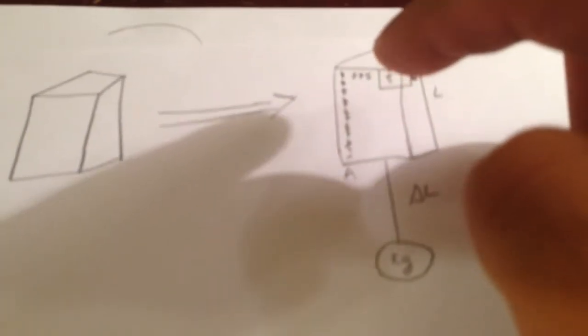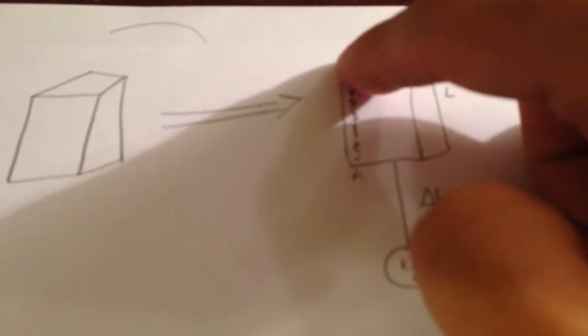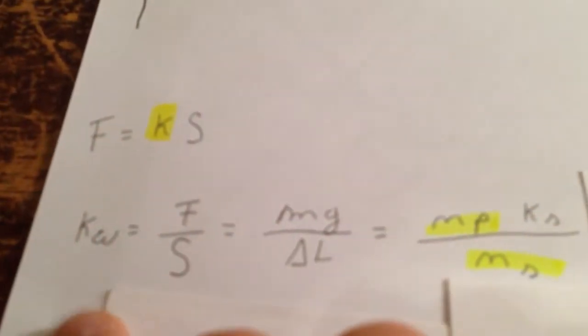So I can write this as, but I don't want this. This is for this spring right here. I don't want that. I want to find out the inner atomic spring constant. So to do that, I need to derive this equation. I know that K equals F divided by S, and F divided by S equals mg divided by delta L. And I know that this equals NP Ks divided by Ns.